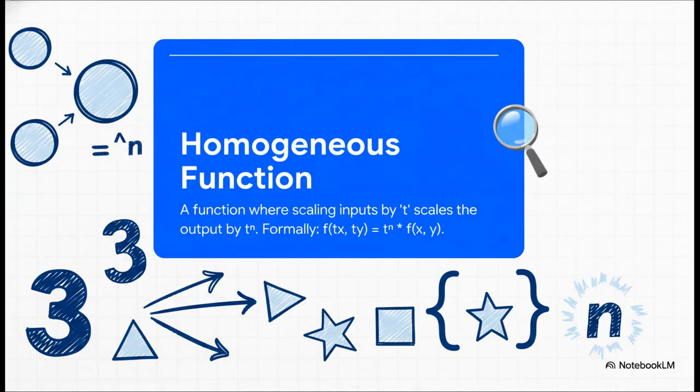So here's what it means. A function is called homogeneous if, when you multiply all of its inputs, like x and y, by some factor t, the entire output of the function gets multiplied by that same factor raised to a specific power. And that power, n, is what we call the degree of homogeneity. It's the magic number that's going to unlock everything for us.